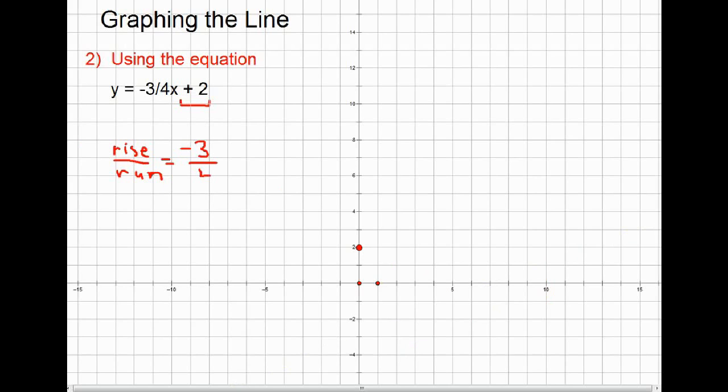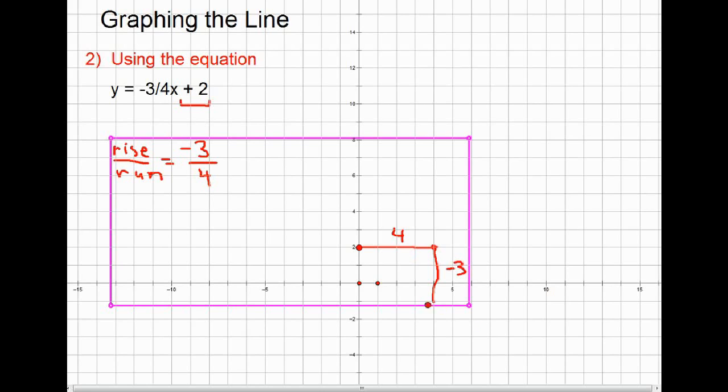So we can see we have a run of positive 4. But in this case, we've got a rise of negative 3. Well, a run of positive 4 means we go over to the right 4 places. So we're going to start at that y-intercept, and we're going to go 4 places to the right, which will get us here. But now our rise is a negative 3, which means we can't go up 3. So if we're not going to go up 3, our rise has to go down. So we're going to go down 3, and our next point will be there. So there's our run of 4 and our rise of negative 3.